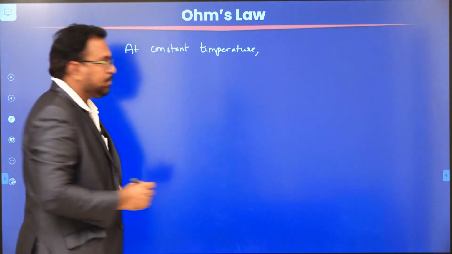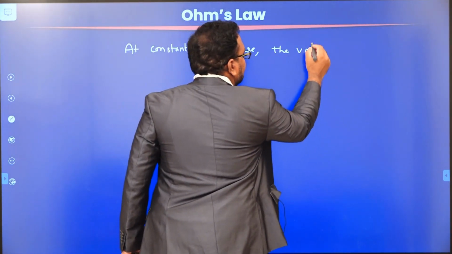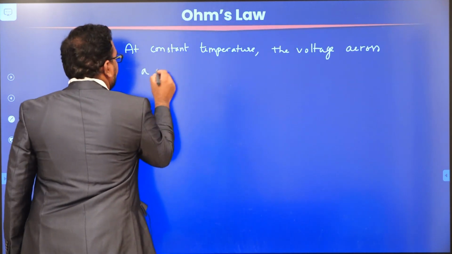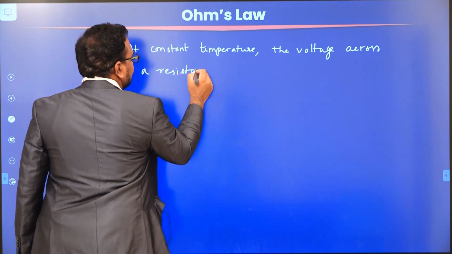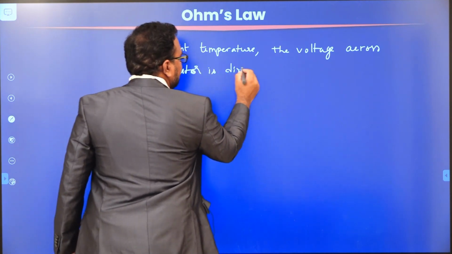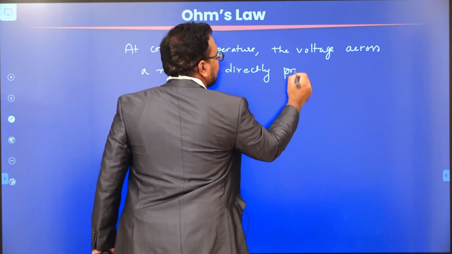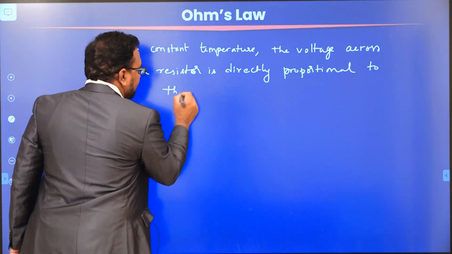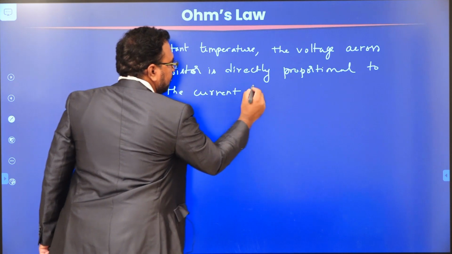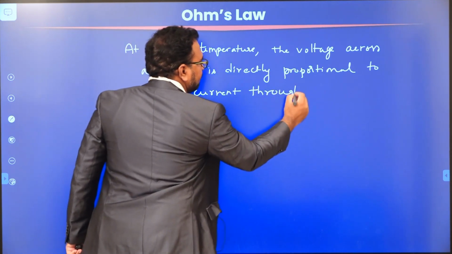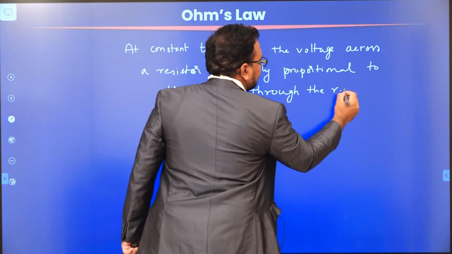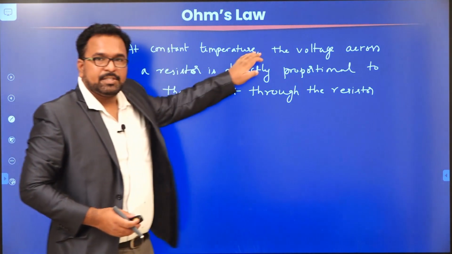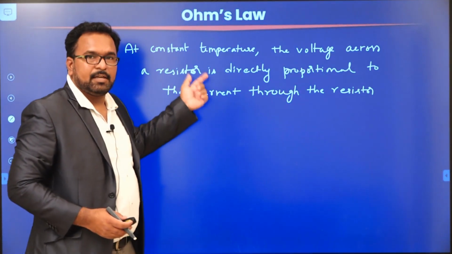At constant temperature, the voltage across a resistor is directly proportional to the current through the resistor. So what is the statement of Ohm's law? At constant temperature, the voltage across a resistor is directly proportional to the current through the resistor.